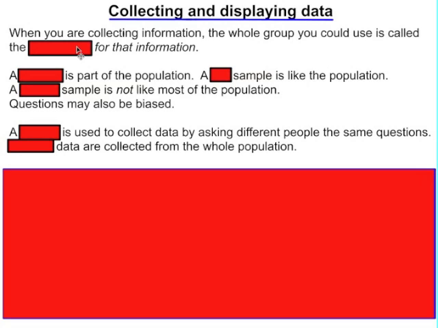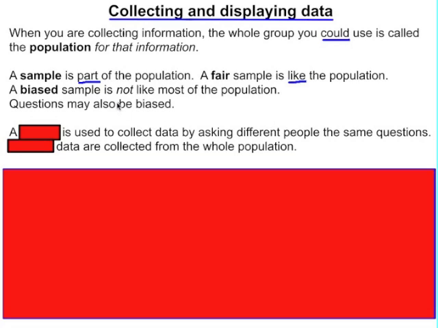To start with, when you're collecting information, the whole group that you could use is called the population. So that might be the population of a school or the population of a country. If you're only going to use part of the population, then that's called a sample. A fair sample is like the population. In other words, when you're taking a sample, you want it to be representative of the population. A biased sample is not like most of the population.